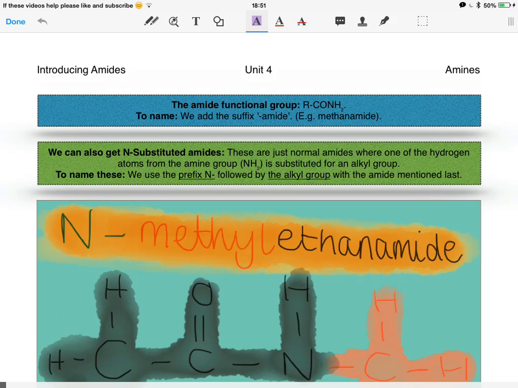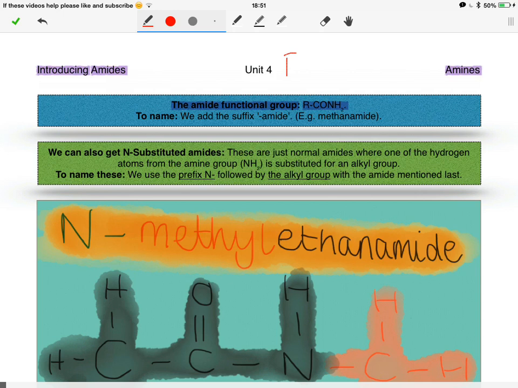Okay, so as I said, this video is going to be on the amides, which is part of the amines topic. This is going to be a short introduction, and so here we go. The amide functional group is RCONH2. It's exactly the same structure as all the other carbonyls we've pretty much done by now. So RCONH2.